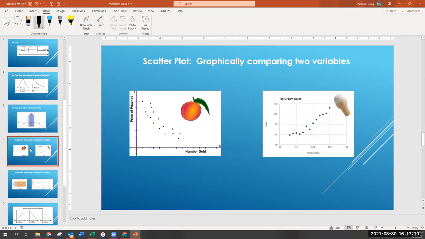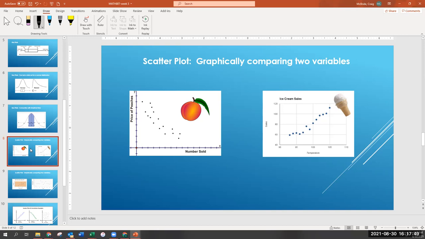Okay, scatter plots is the next kind of new display thing that you guys have to deal with this week. And I think probably most of you are already familiar with scatter plots, right? It's just a way of visually representing what's called binary data, data that has two measurements. So each dot represents one object, could be a person, could be anything else, but it represents one object that is measured two different ways. So on the left one, the objects are peaches, and the two measurements are how many were sold and the price of the said peach.